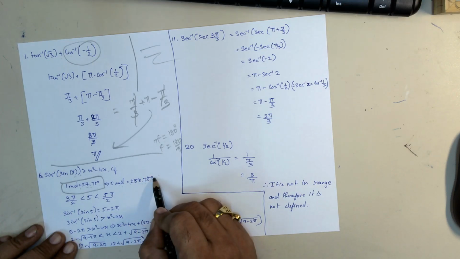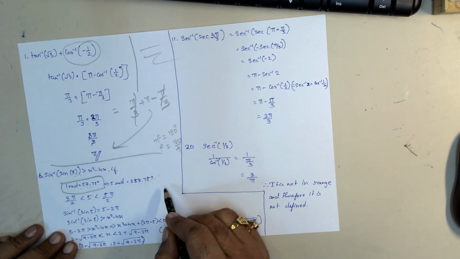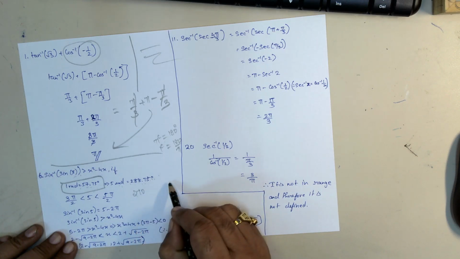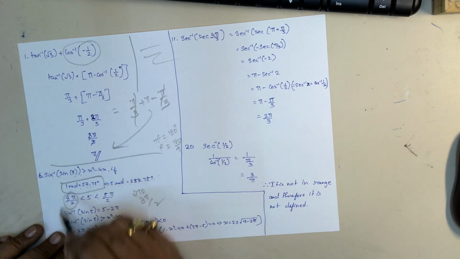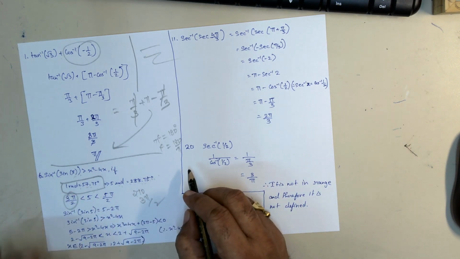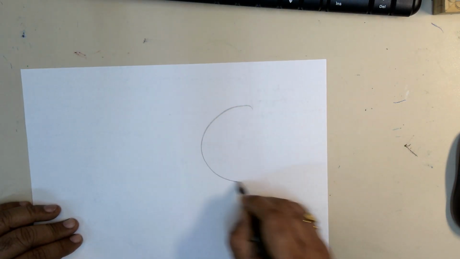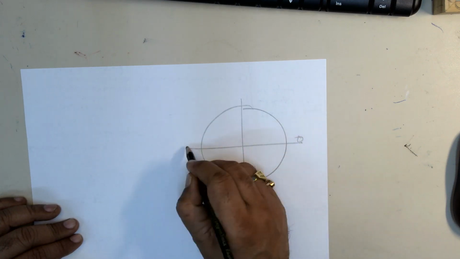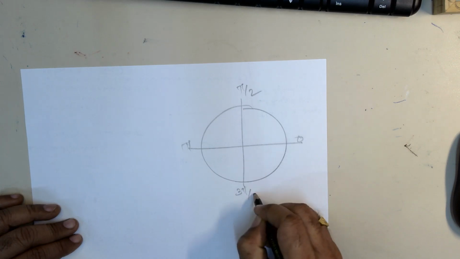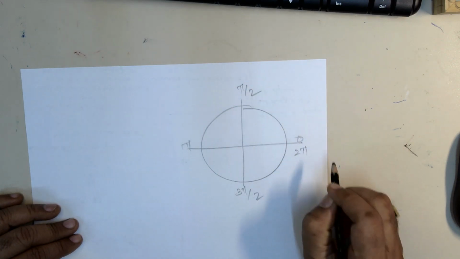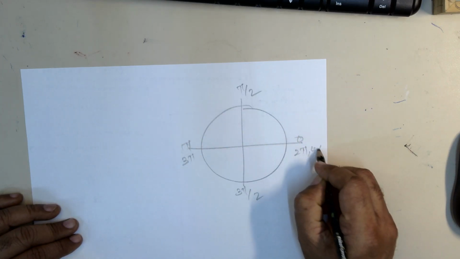So 288.75 means it lies between 270 and 2 pi. What is 270? 3 pi by 2. That is why it is written here. Always use the quadrant. Okay, 0, pi, and this is pi by 2. What about this? 3 pi by 2. And again this becomes 2 pi. So 0, pi, 2 pi, 3 pi, 4 pi, likewise it goes.